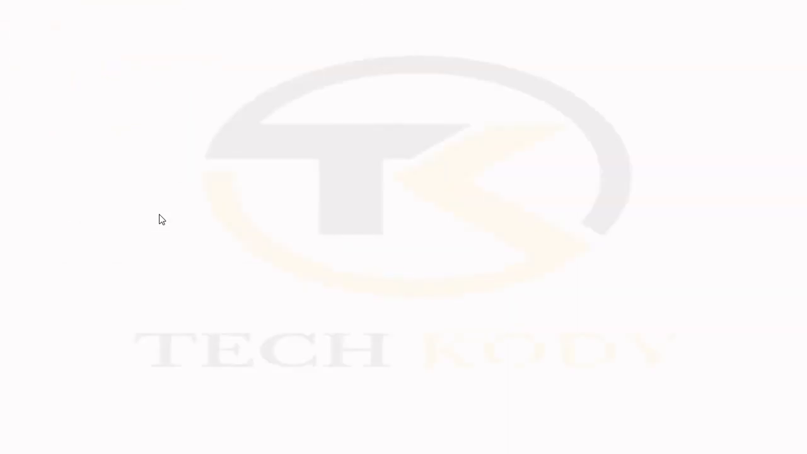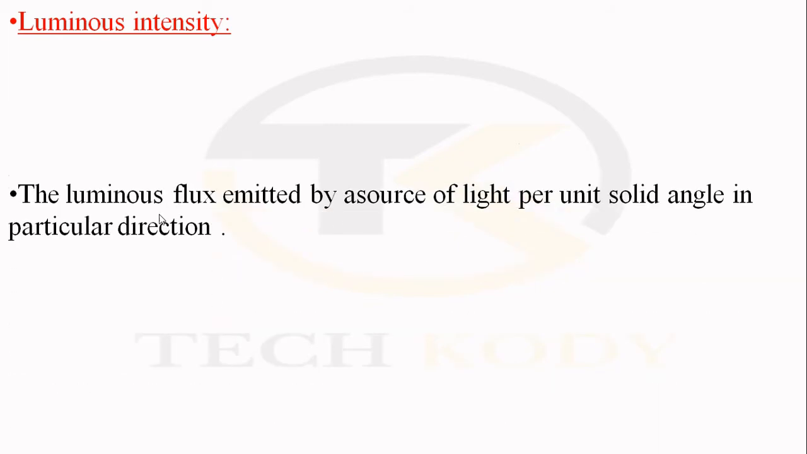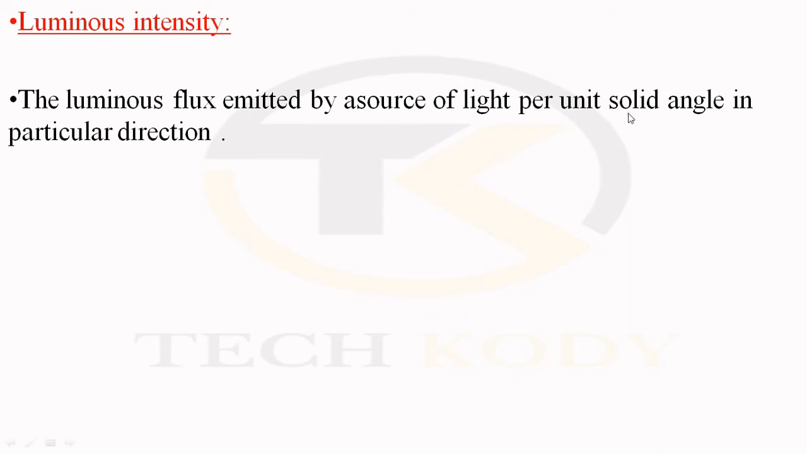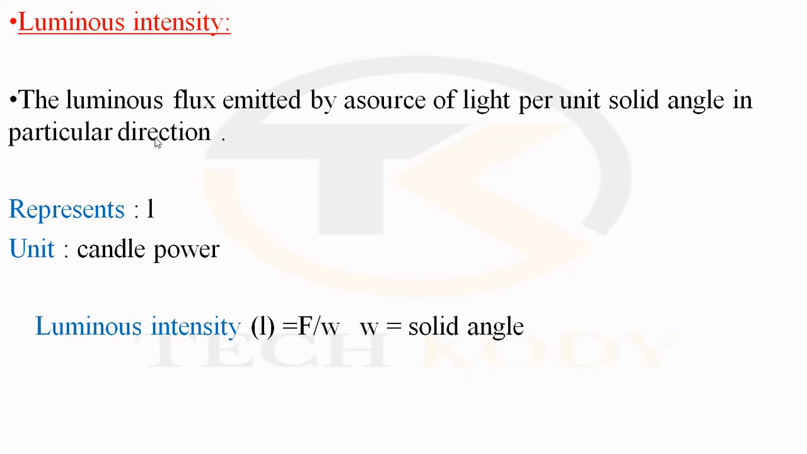The next one is luminous intensity. Luminous intensity is the luminous flux emitted by a source of light per unit solid angle in a particular direction. The symbol it is represented with is I. The unit of luminous intensity is candle power, and the formula of luminous intensity I is equal to F by omega, where omega is called solid angle.